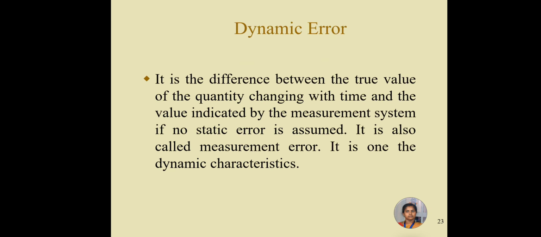The dynamic error is the difference between the true value of the quantity changing in time and the value indicated by the measurement system, if no static error is assumed. It is also called measurement error. It is one of the dynamic characteristics of the measurement system.